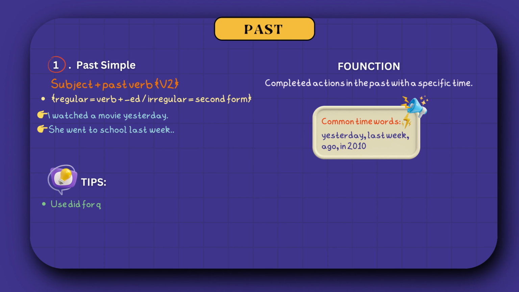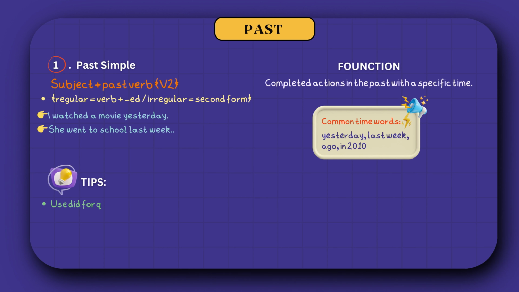2. Past continuous. Structure: subject plus was/were plus verb-ing. Function: 1. An action in progress at a specific time in the past. 2. Two actions happening at the same time. 3. An action interrupted by another past action. Examples: I was studying at 8 p.m. They were watching TV while I was cooking. I was walking home when it started to rain.